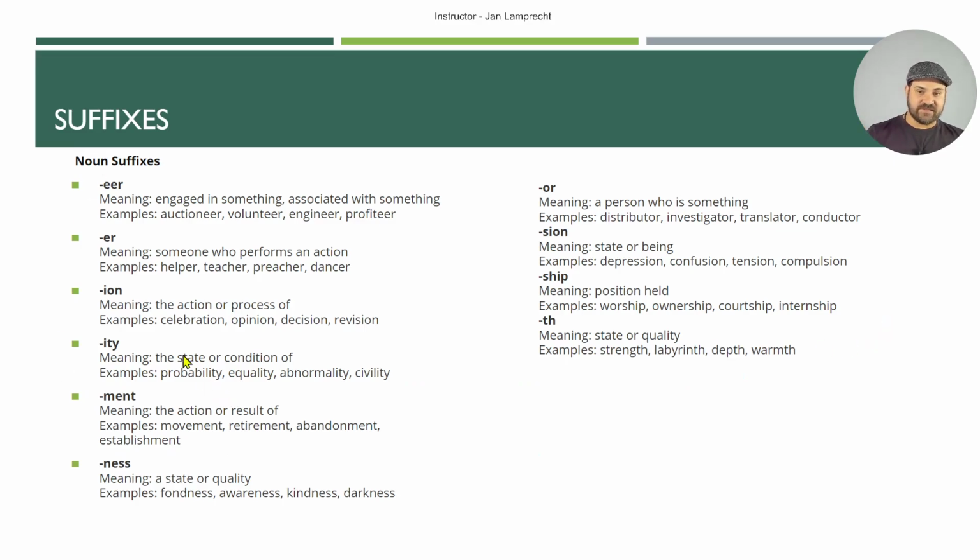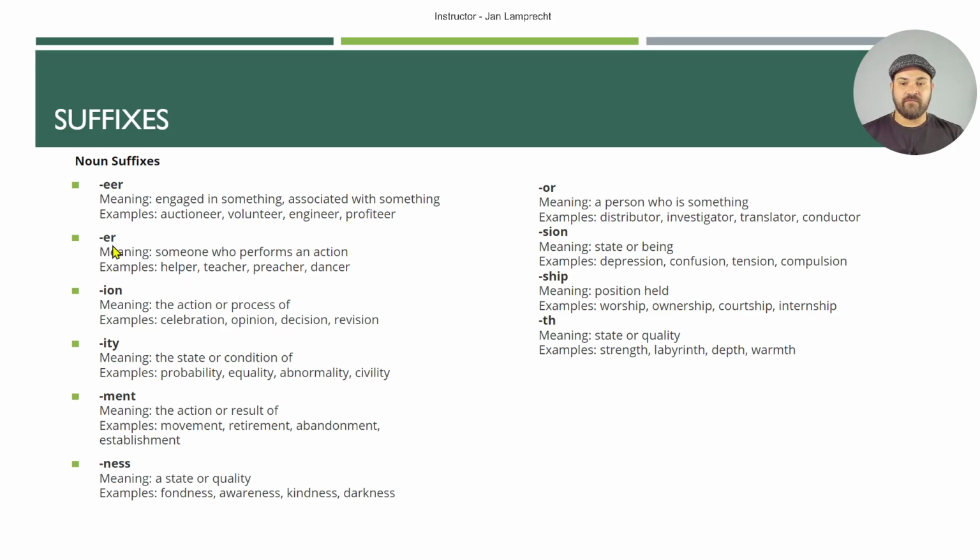Suffixes, that's when we add, for example, EER to the end of a word, meaning engaged in something, associated with something. If you look at, for example, volunteer, auctioneer, engineer, profiteer, etc., we add EER to the end of the words, and it means to be engaged in something, associated with something.